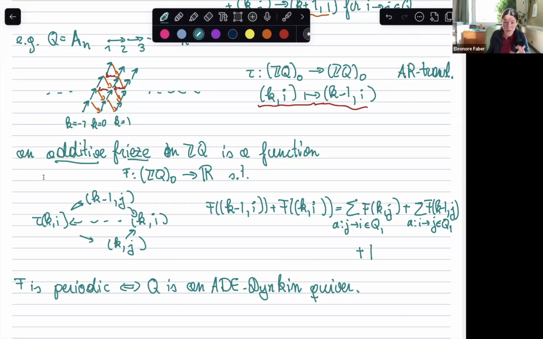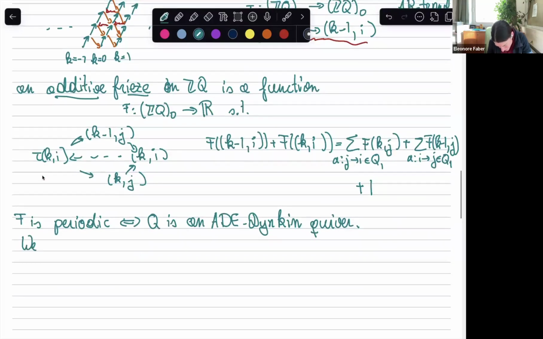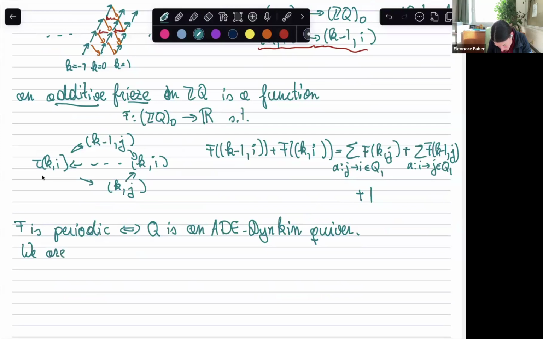And in particular, so far, we have only looked at A_n friezes. So we are looking at Q as A_n. And of course, you could go to other types. But why are we interested in that? So, what are the questions?